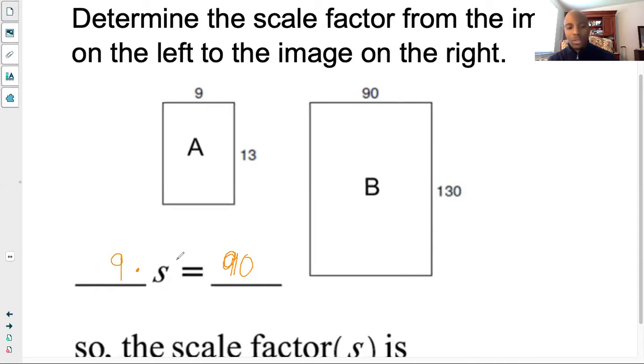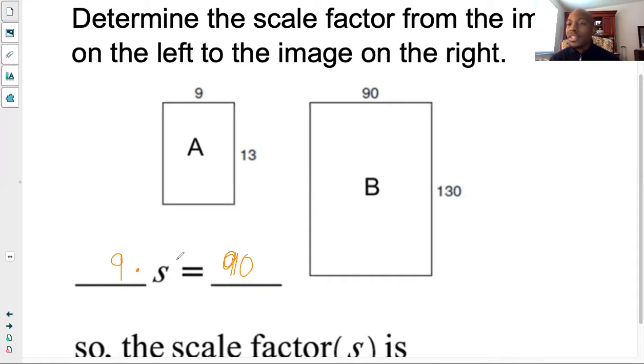Most of you already understand that 9 times 10 is going to give me 90. But if this was a number that was not as straightforward, I want you to know how to actually calculate it. So, for example, if it said 9 times S is equal to, I don't know, 52.5, I would want you to know how to do that.